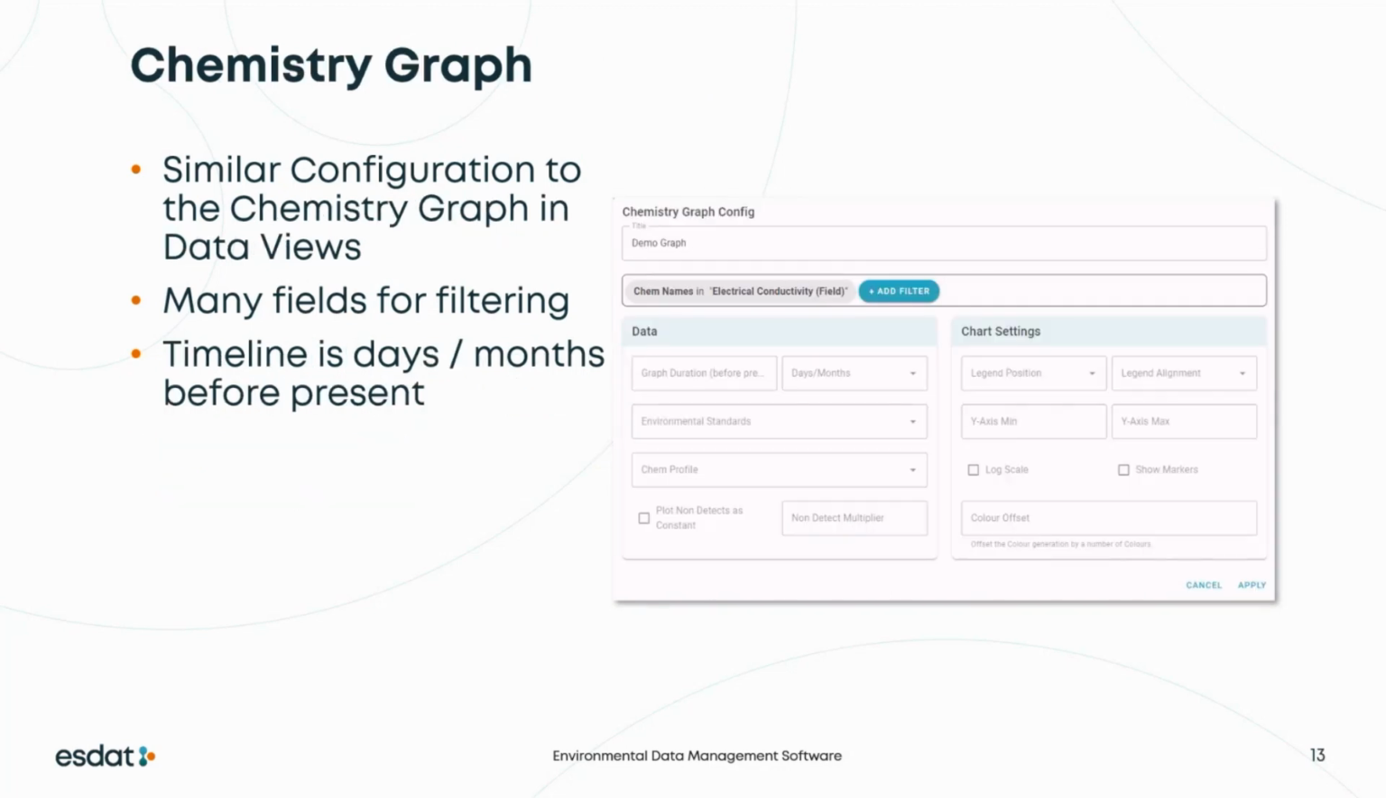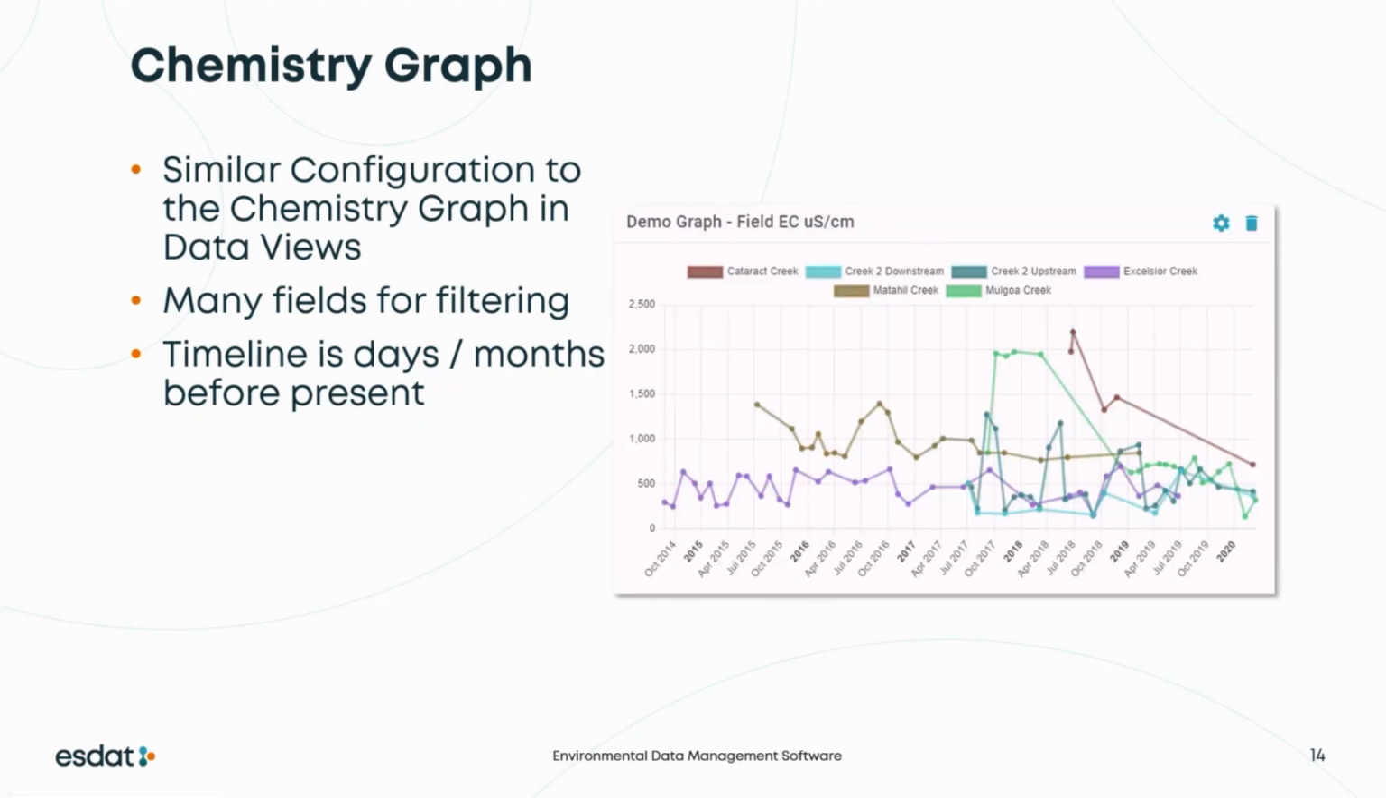Next one is the chemistry graph, and I do go into the chemistry graph in a little bit more detail further on. So it's very similar configuration to the chemistry graph in data views. There are, however, I think more fields for filtering in the chemistry graph here in the dashboard. Some people are saying that they prefer this view. And again, your timeline is the days or months before present. So that's what it looks like once you set it up. And as I said, many fields for filtering, and the timeline is days or months before present. It's a little bit of a different look or feel to what you were used to in the data views.